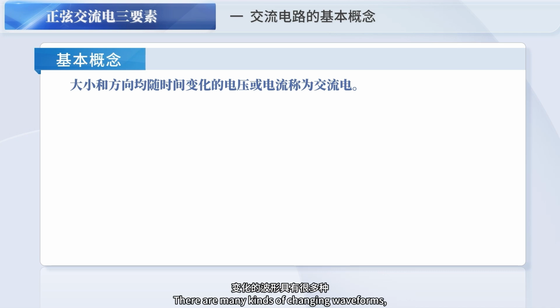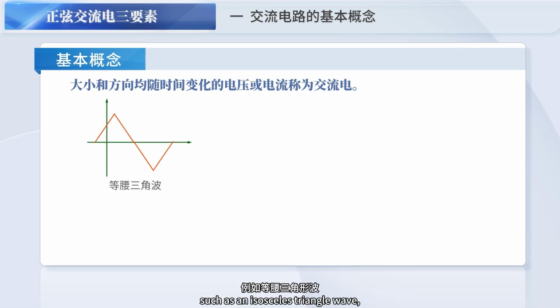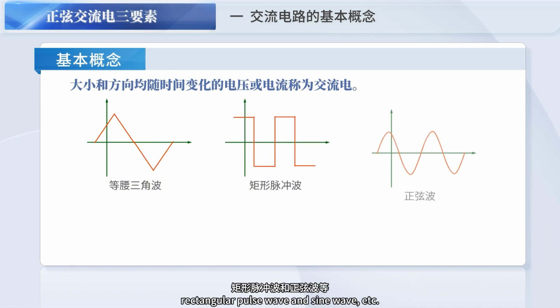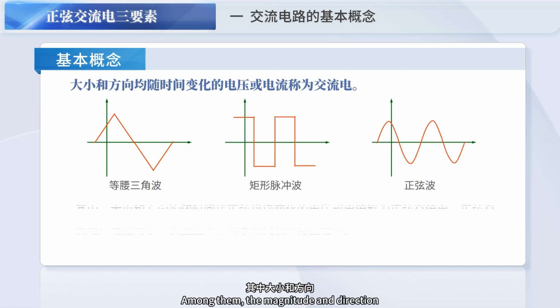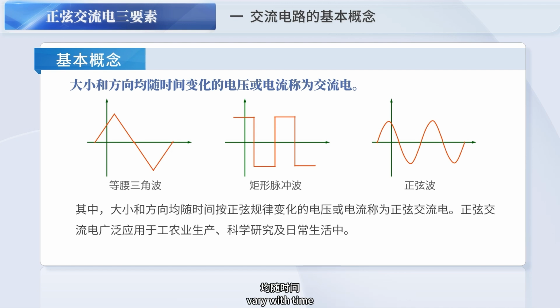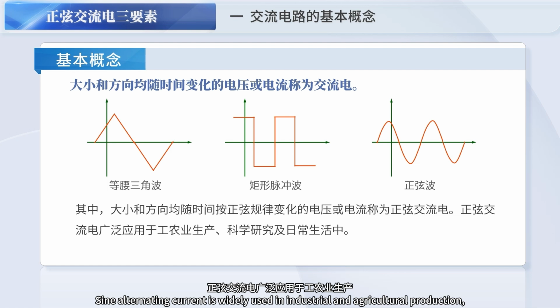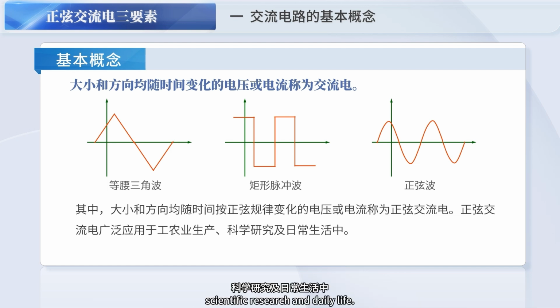There are many kinds of changing waveforms, such as an isosceles triangle wave, rectangular pulse wave, and sine wave. Among them, the one whose magnitude and direction vary with time according to the sine law is called sinusoidal alternating current. Sine alternating current is widely used in industrial and agricultural production, scientific research and daily life.